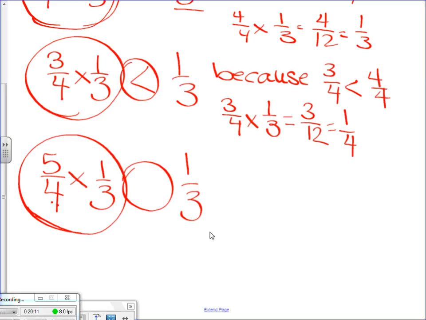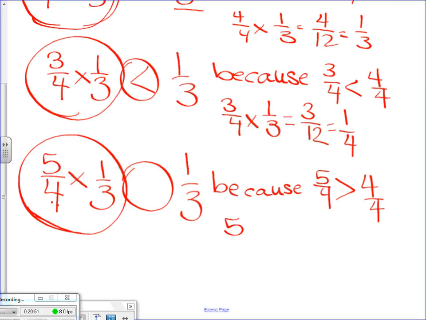Because we're looking at the 5/4. Because 5/4, that's the thing that we're using to multiply. Because 5/4 is bigger than 1. 1 is what makes the 1/3 stay the same. And if 1 makes it stay the same, this is bigger than 1. So it's going to make 1/3 get bigger, because that's bigger than 1.